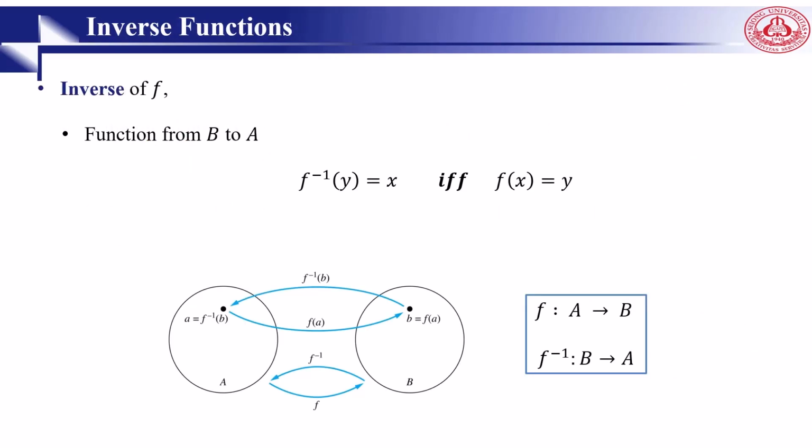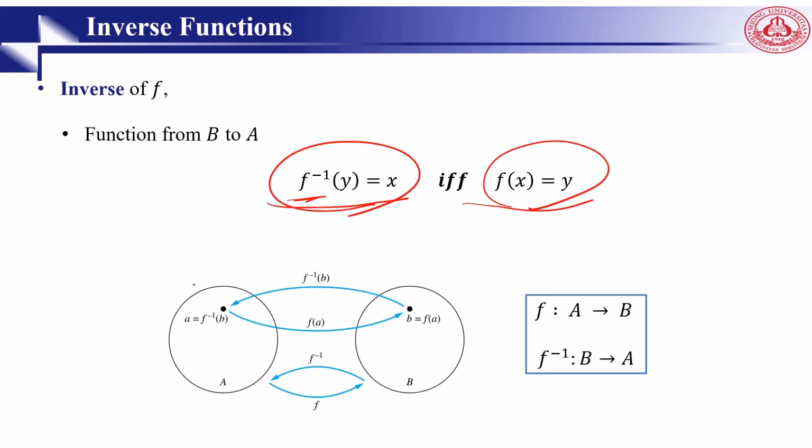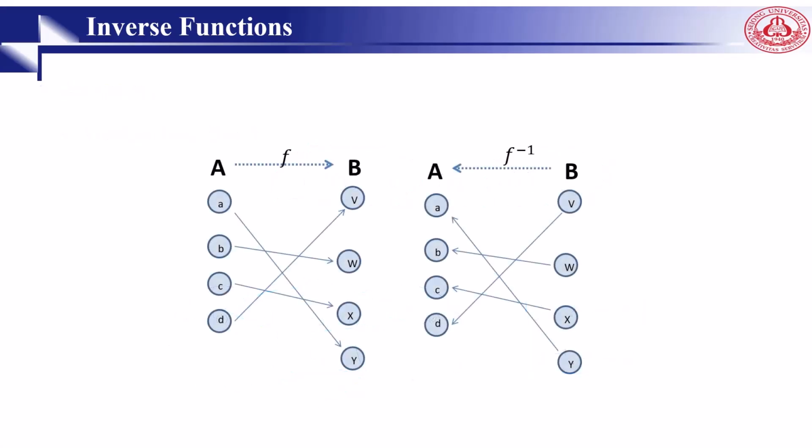We have inverse functions. If f is a bijection from A to B, then the inverse of f, which we show like this, f inverse, goes the opposite direction. As you can see here, if this is A and this is B, f goes from A to B, and f inverse is from B to A, the opposite direction.